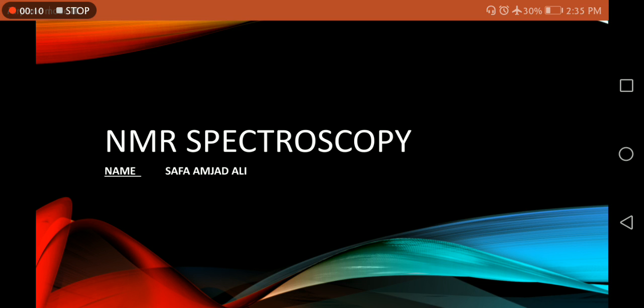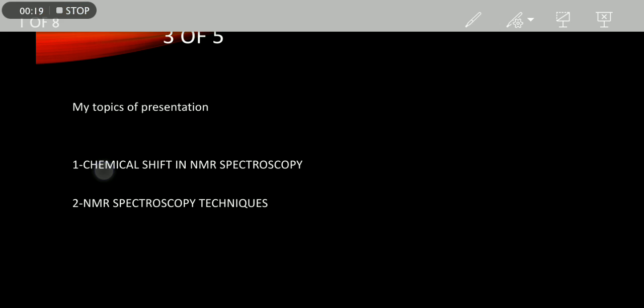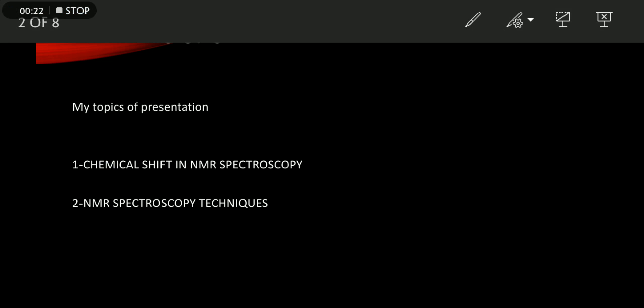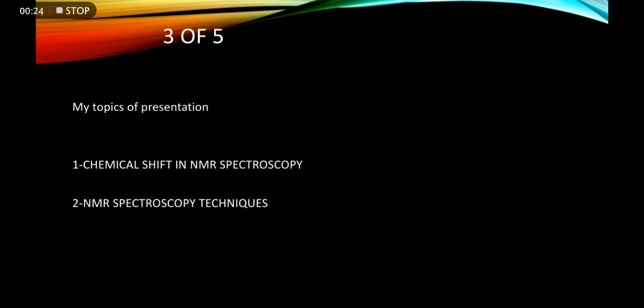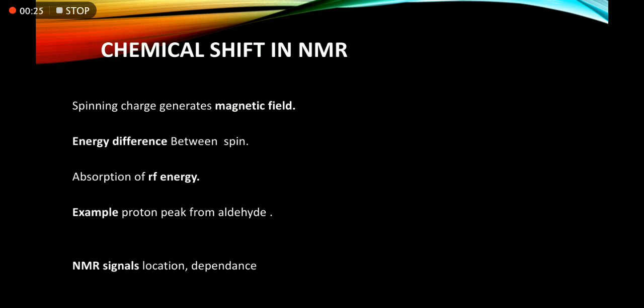As you know, the previous students asked you about the NMR introduction, NMR interpretations, and the principles. My part is NMR chemical shift and NMR spectroscopy techniques. Let's ask about the NMR chemical shift.